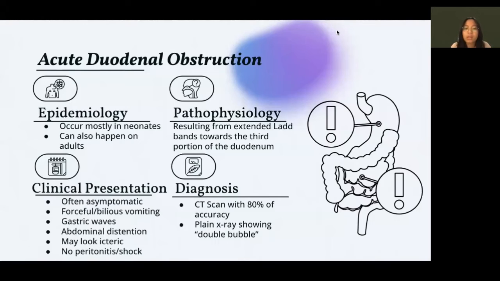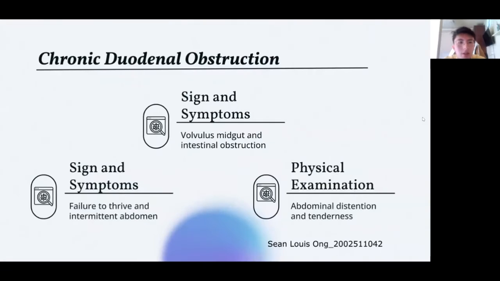or shock. The diagnosis can be done with CT scan with 80% accuracy and a plain X-ray showing the sign of double bubble. Next one is chronic duodenal obstruction. So the first one is volvulus midgut and intestinal obstruction, where there are signs and symptoms of the obstruction, and it can lead to bilious vomiting.